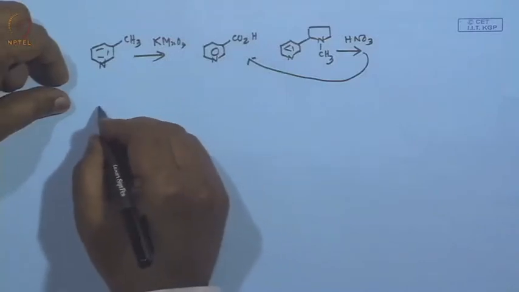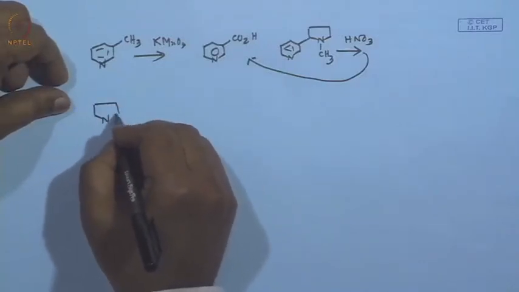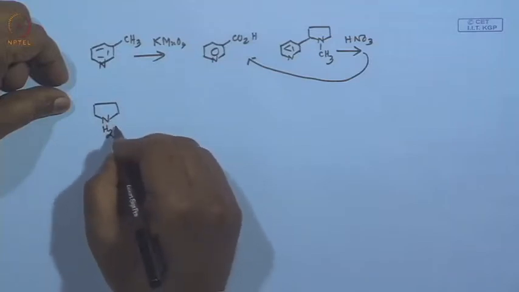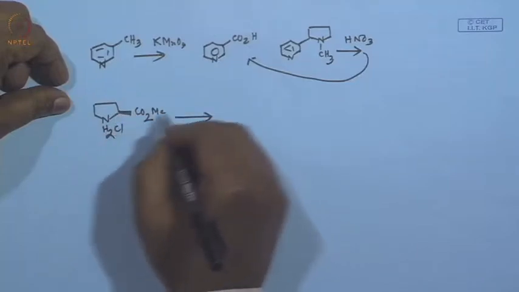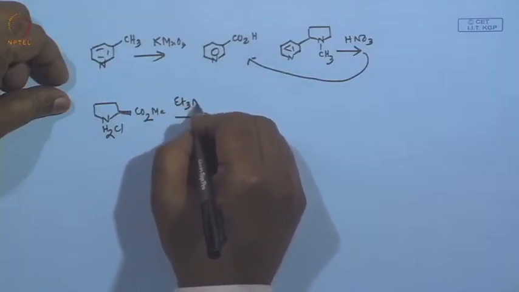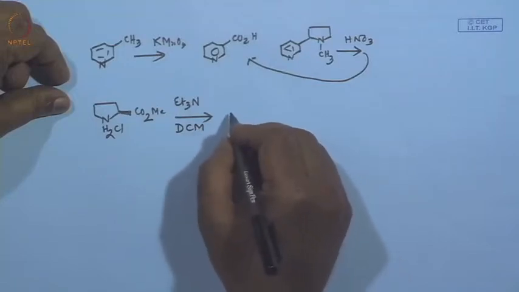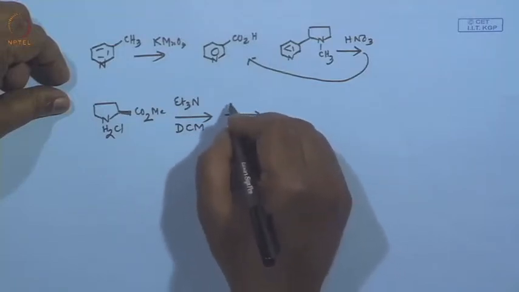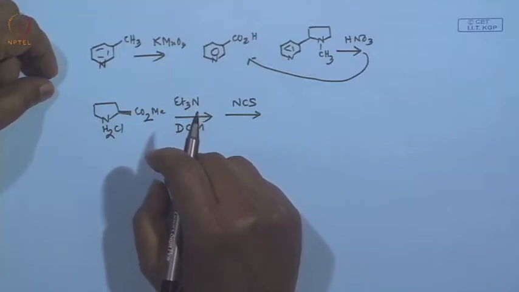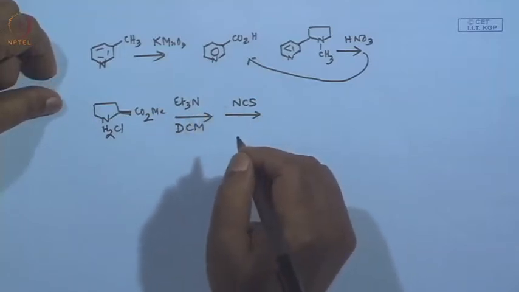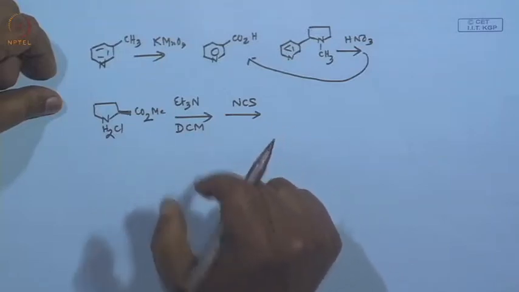And okay, quite similar to that, this is, let us say, somewhat not a purely oxidizing agent. Let us say you have proline hydrochloride. Now, I treat this with triethylamine and DCM, that is dichloromethane, and then whatever the residue is obtained, it is treated with NCS. NCS stands for N-chlorosuccinimide, right. So, what do you expect?